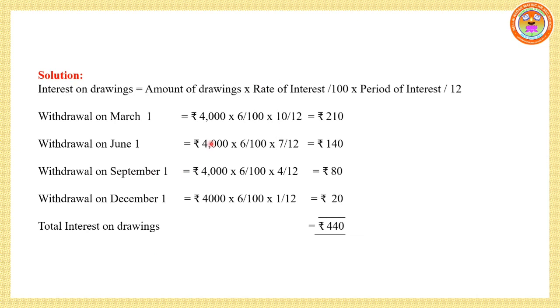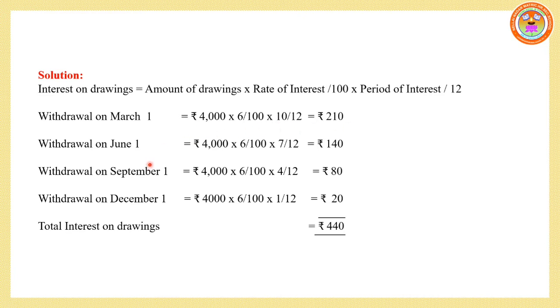Interest on drawings formula under the direct method: amount of drawings into rate of interest by 100 into period of interest by 12. So first time he has withdrawn on March 1. From March 1 till December end, the accounting year closes on December end. How much has he withdrawn? 4,000 into rate of interest 6 by 100 into from March till December, 10 months. So 10 by 12. Simplify, we got 200.